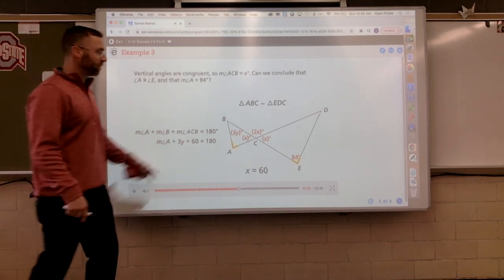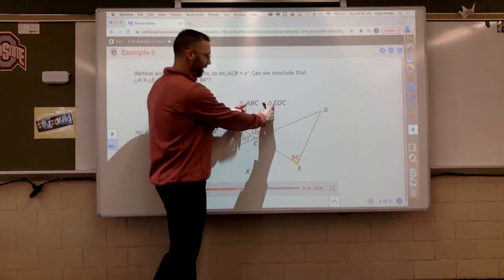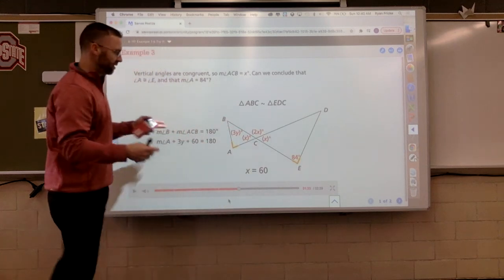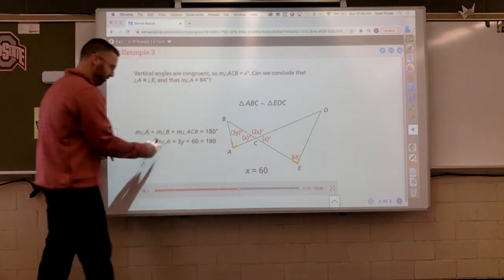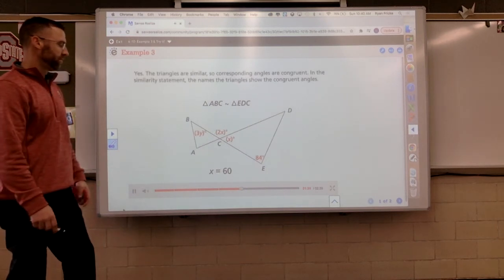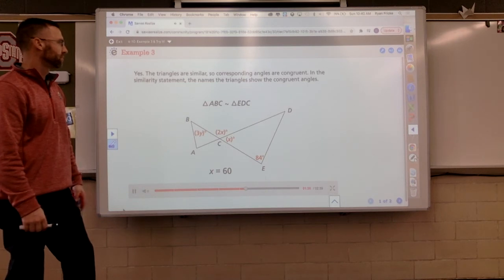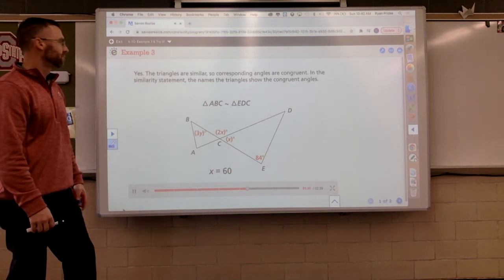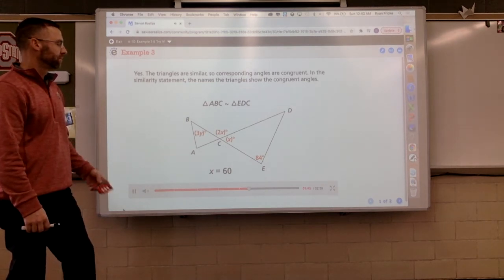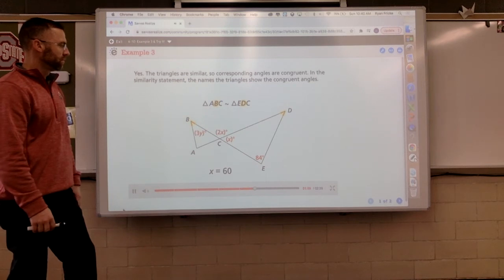That's what we went over at the beginning. They're telling us these two triangles are similar, so corresponding angles A and E are congruent. So yes, we know angle A is 84 degrees. Yes, the triangles are similar, so corresponding angles are congruent. In the similarity statement, the names of the triangles show the congruent angles. Angle A is congruent to angle E, angle B is congruent to angle D, and the two angles at point C are congruent.